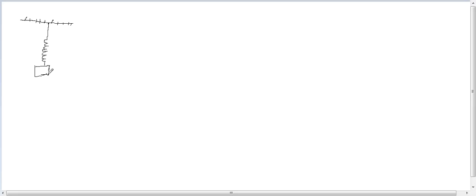So this is in equilibrium position. This is mass m. Let's suppose the spring constant is K. So we have to find what the change in length is.